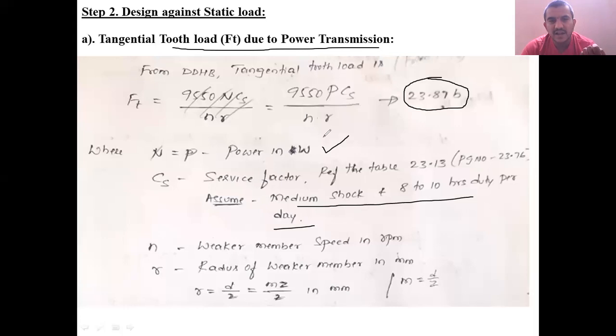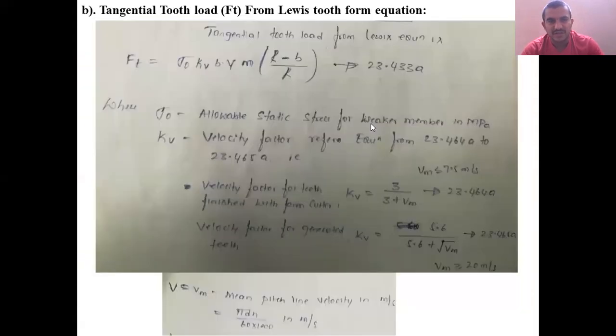Next, N and R are the speed and physical radius of the weaker member. Here, R is equal to D by 2, where D is the physical diameter, module into Z. So module into Z divided by 2 is the physical radius of the weaker member. This we already use in this equation. Next one, the tangential tooth load from the Lewis tooth form equation. What is the equation we use here? 23.433A.